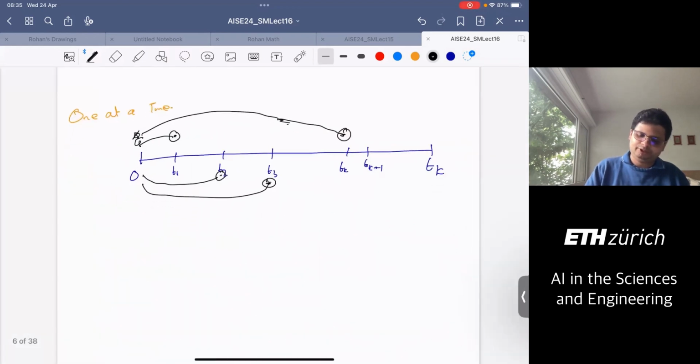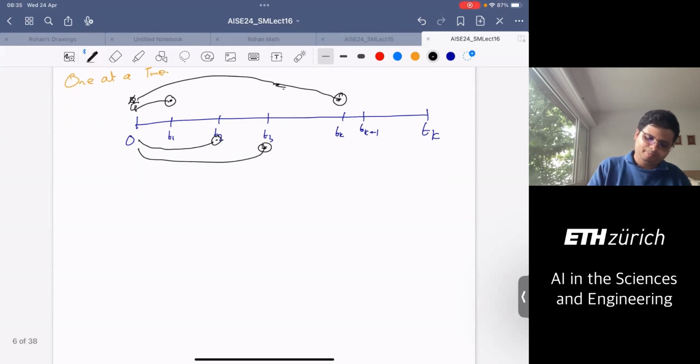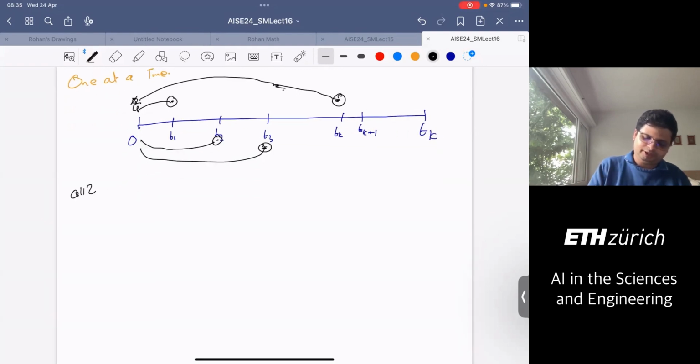But what we want to do is something radically more extensive. And this is all to all. What does that mean? All to all, roughly speaking, is along the following lines.